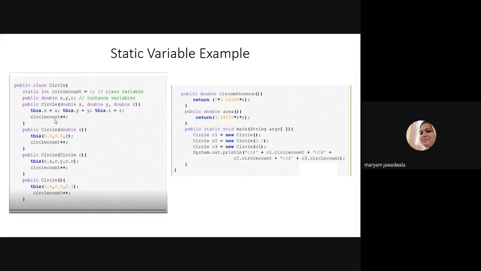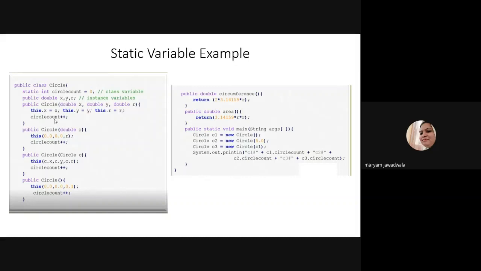Initially it's 0, right, student? Initially it is 0, now circleCount++ means the value is increased by 1. This ++ is nothing but the increment operator. The value of that circleCount will be increased by 1. So initially it's 0. Now using this constructor, the value of circleCount will increase by 1, which means it will be 1 now.